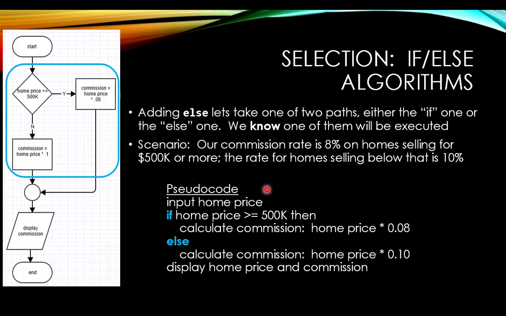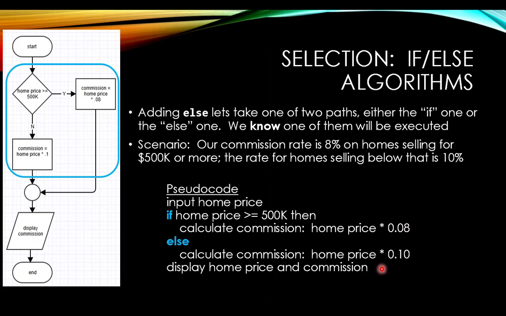We could express them in pseudocode, again using indentation. If the home price is greater than 500K, then you calculate the commission by doing this. Otherwise, you calculate the commission by doing this. And then you display that home price and the commission, right? Does that make sense? So it's a simple scenario where we have two cases, but we need to be able to code those things up. So how do we do that?